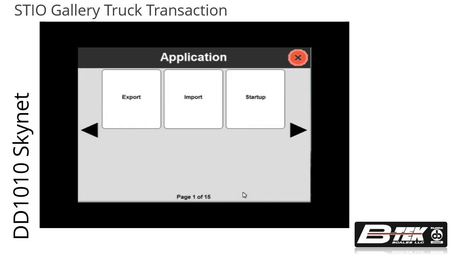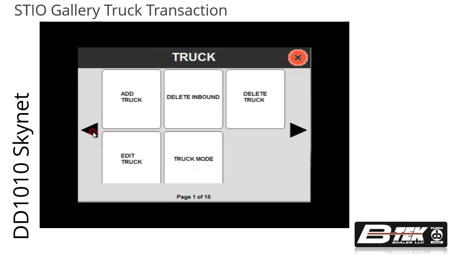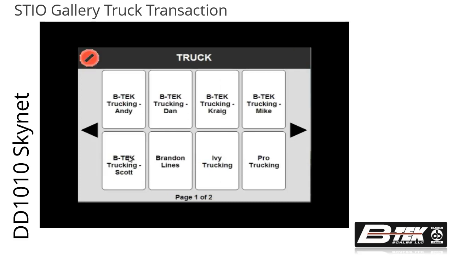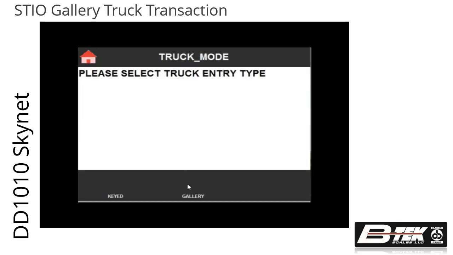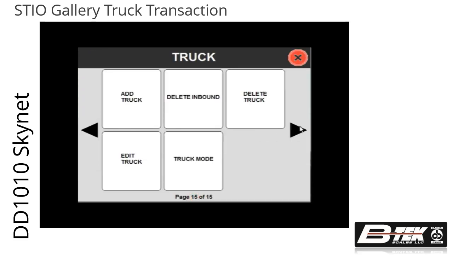We're going to go to page 15 of 15. I've already added trucks to my database, but if you did not, press the Add Truck button to add a new one. Or you can press the Edit Truck to edit existing trucks in the database. The different truck modes can be selected at the bottom. We have the gallery mode, which we're demonstrating, or there's Keyed, which is the manual truck entry mode. Now that our trucks are in the database, let's exit out.